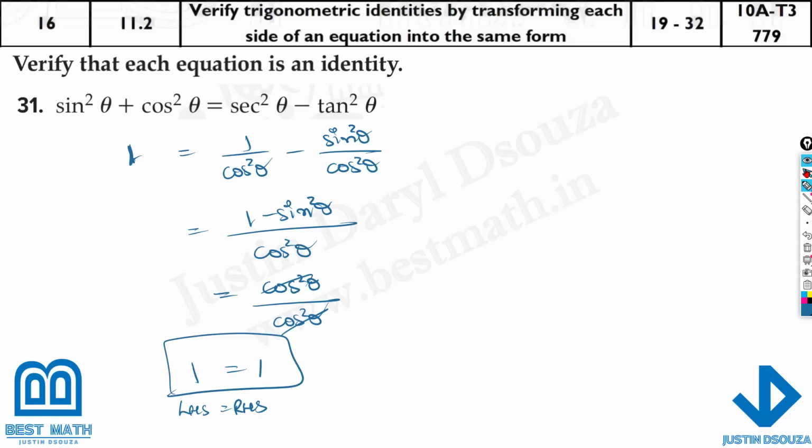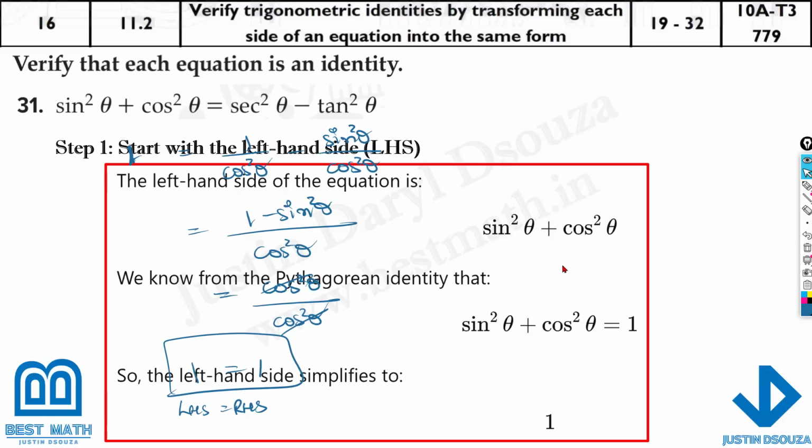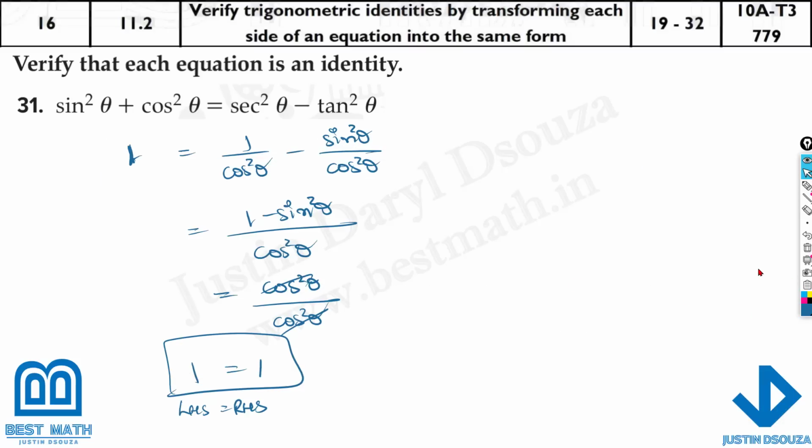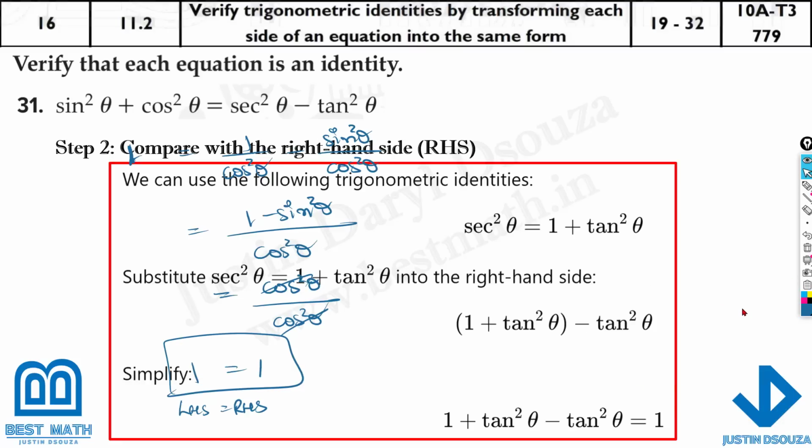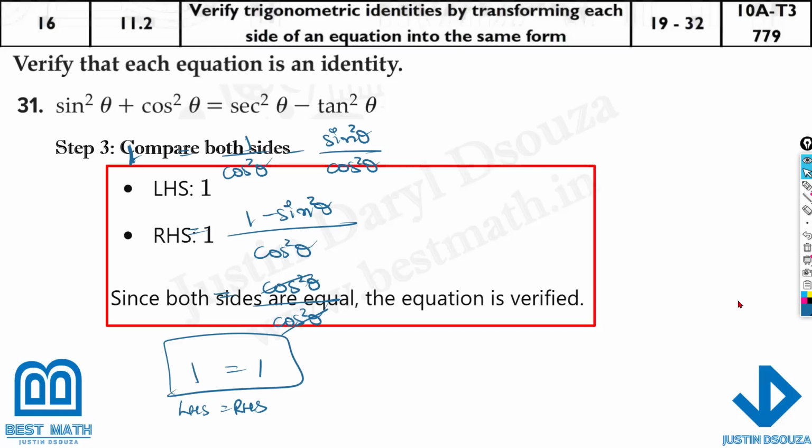So this is how we solve it. They're all pretty simple. Once you start solving a few, then you'll get a hang of it and then you can easily solve them. And here you can see the left side and the right side, both will become 1. And yes, that's it. That's the answer.